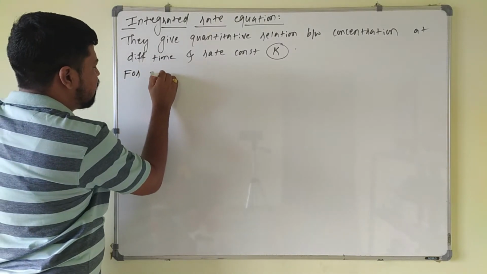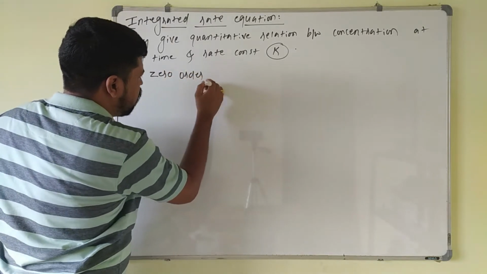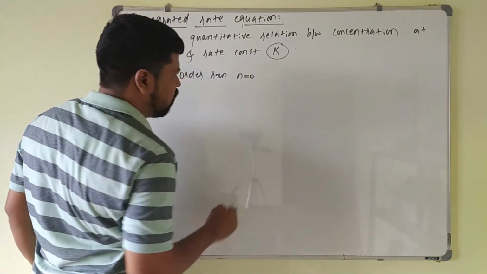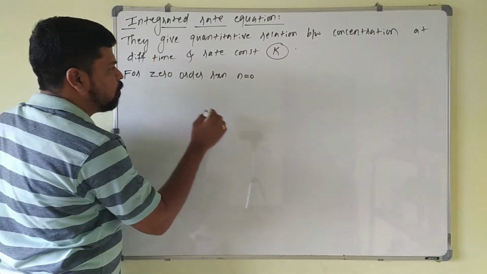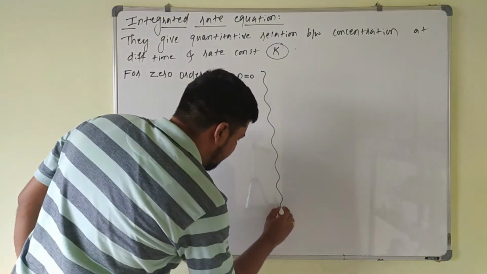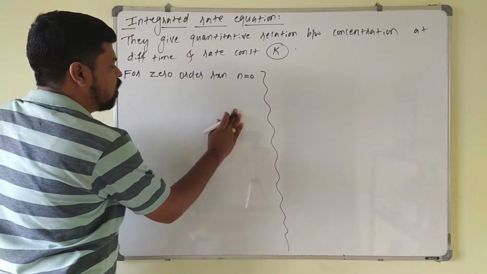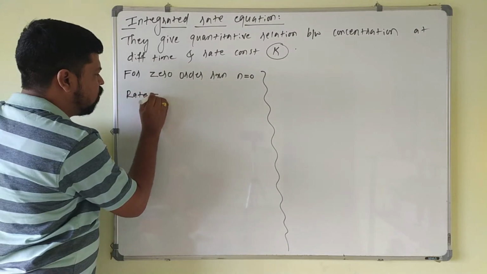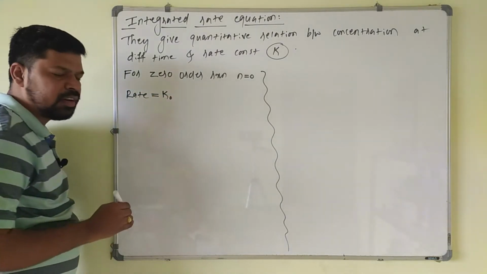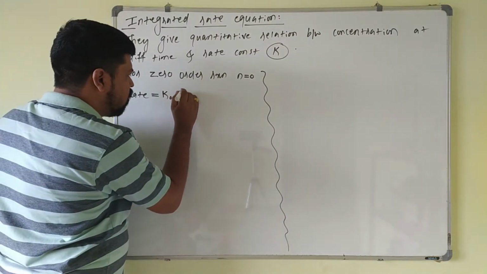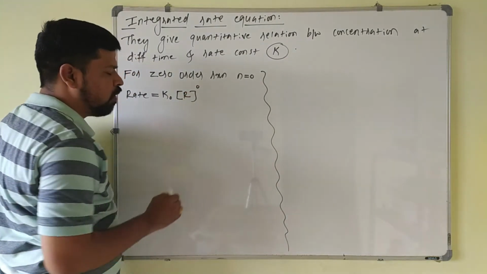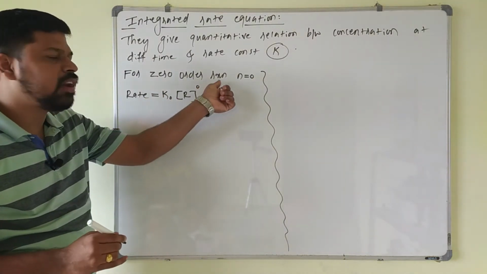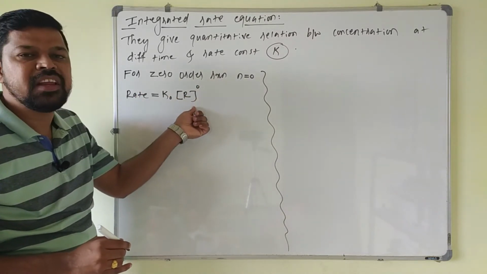For zero order reaction, order will be equal to what? 0. n is equal to 0. So what is the rate equation for zero order reaction here? Rate is directly equal to what? Rate constant, because for a zero order reaction, rate is equal to rate constant K naught into concentration of the reactant raised to the power 0. So anything raised to 0 will be equal to what? 1.